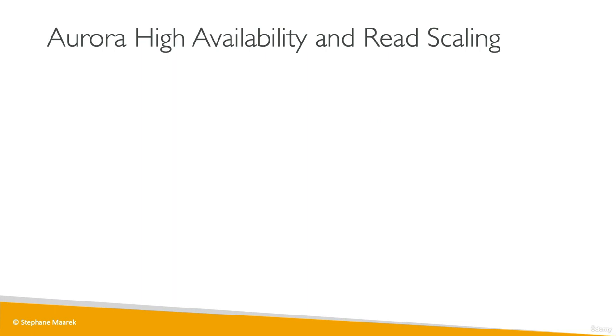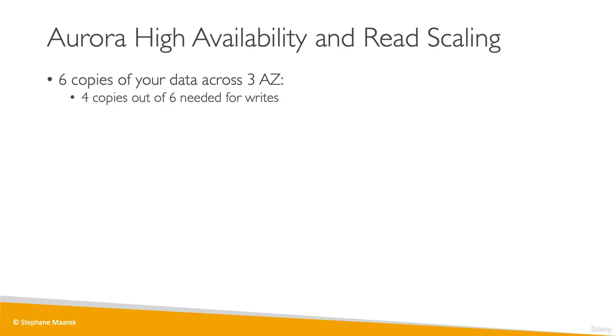So let's talk about the aspects that are super important, which is high availability and read scaling. So Aurora is special because it's going to store 6 copies of your data anytime you write anything across 3 AZ. And so Aurora is made such that it's available, so it only needs 4 copies out of 6 for writes. So that means that if one AZ is down, you're fine. And it only needs to have 3 copies out of 6 for reads. So again, that means that it's highly available for reads.